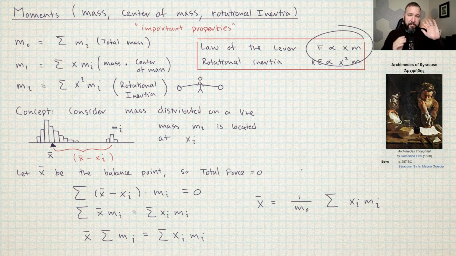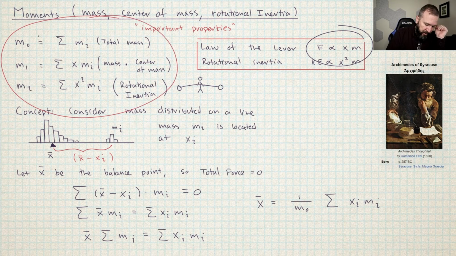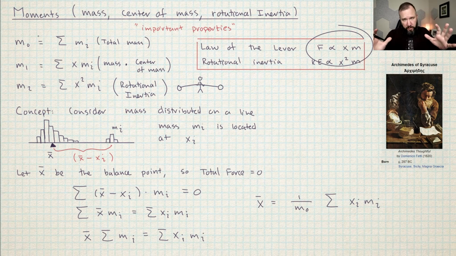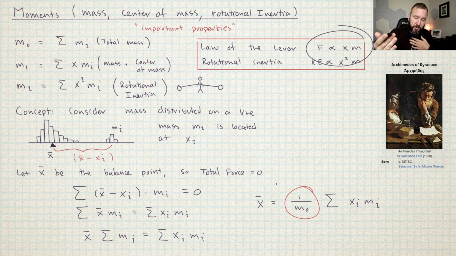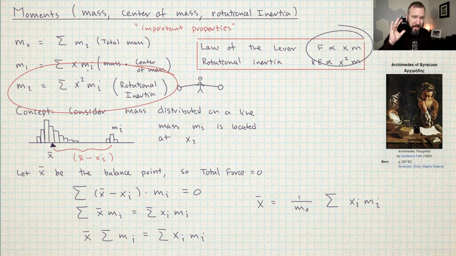Okay, so that's it. We have all of these beautiful things, all of these moments, all of these important properties. The 0th moment is what you get if you add up all the mass. That's the total mass. The first moment, if you rescale that down by the total mass, gives you the center of mass. And then the second moment here is the rotational inertia. That's how much energy is stored in the object if it is rotating. Okay, so that's the theory. These are beautiful things. Thank you, Archimedes, for assembling all these pieces for us.